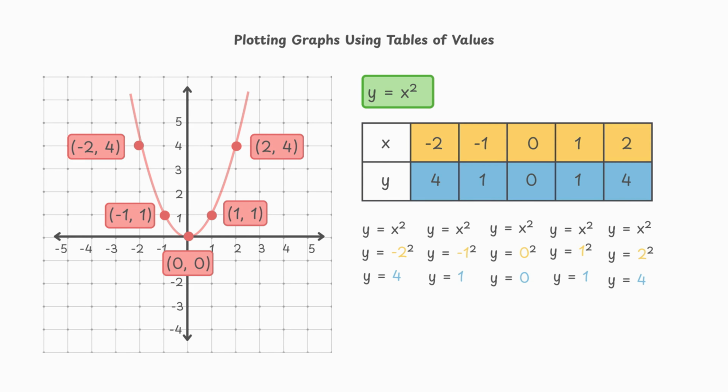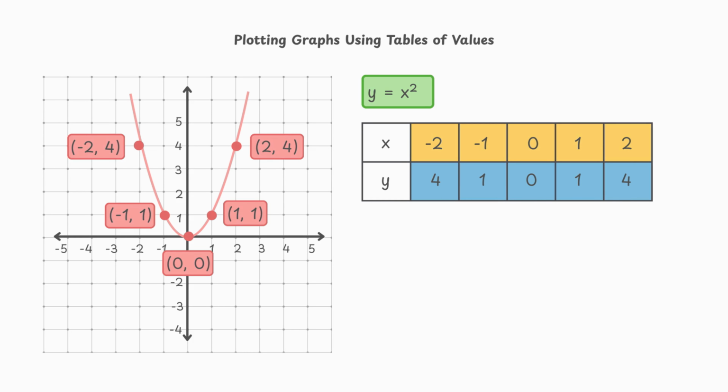So the key idea here is this. We use a table of values to calculate points step by step, then plot those points, and finally join them to form the graph. This method helps us draw graphs accurately, especially when dealing with curves like quadratic graphs.